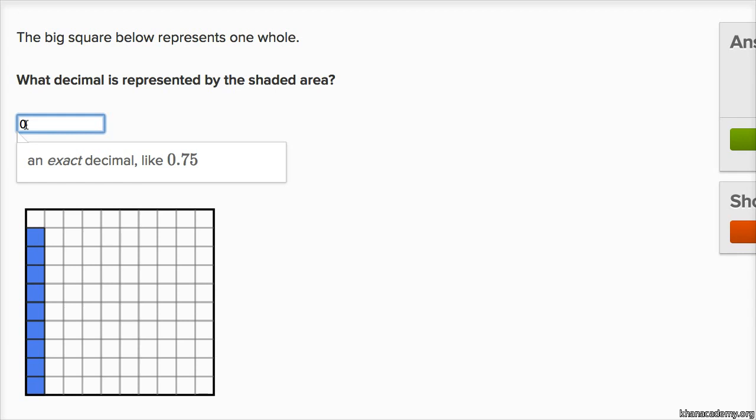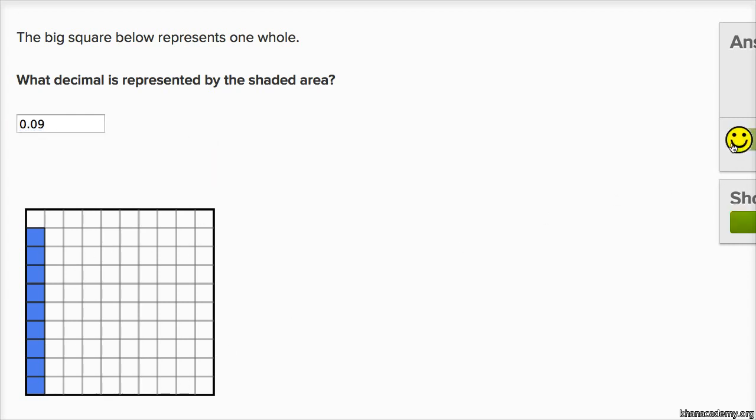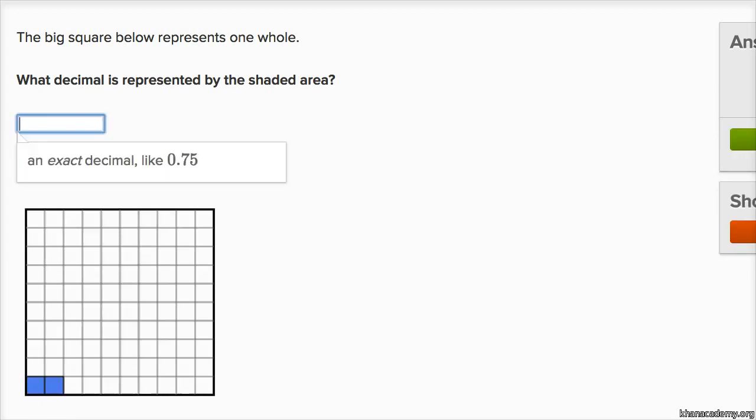So 0, that's the ones place. That's the tenths place. And now I'm in the hundredths place. And so we have 9 of the hundredths shaded in. So this right over here would be 9 hundredths, which is exactly what we have there. All right, let's do one more of these.